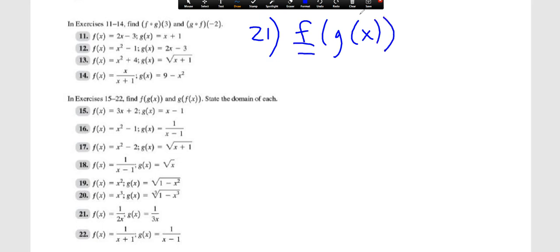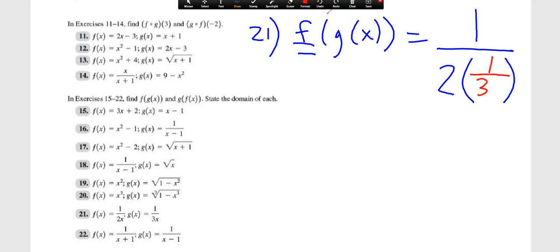So the f function's the one on the outside. And it says 1 over 2 times whatever you plug in. And we're plugging in g of x, which is 1 over 3x. Are those parentheses useful or useless? They are useful because you're multiplying them by 2.